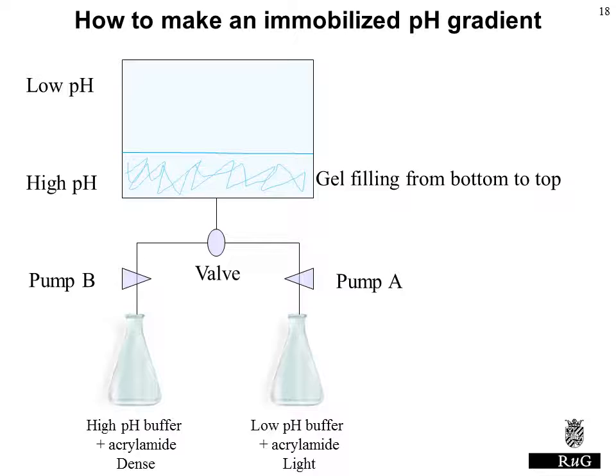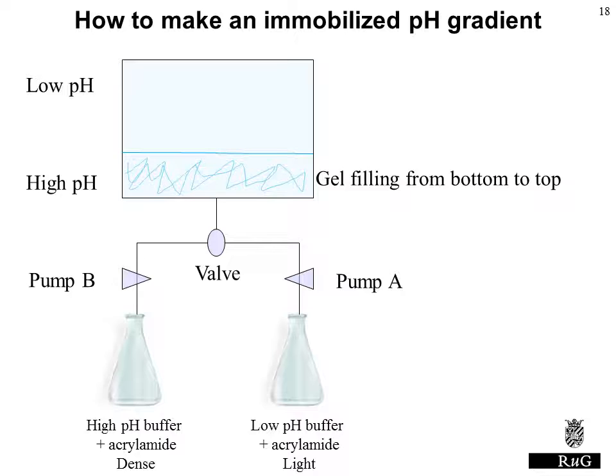Now as you start pumping, you start with the low pH buffer, and you have a valve that can be controlled by a computer, just like making a liquid chromatography gradient. So first of all, the low pH buffer is entering, but with time more and more of pump B is pumping, and the high pH buffer is underlaid under the low pH buffer. It's not only a buffer, but it also contains the acrylamide, obviously, for the polymerization.